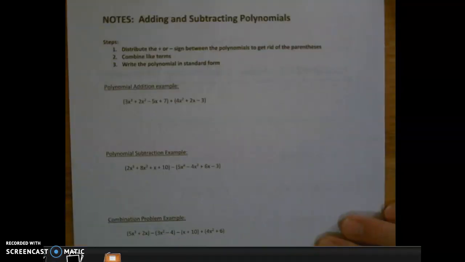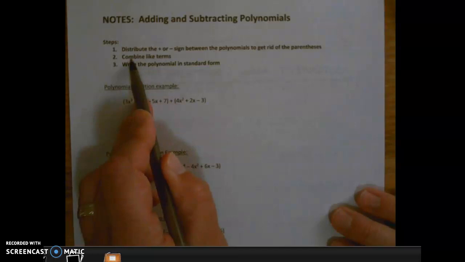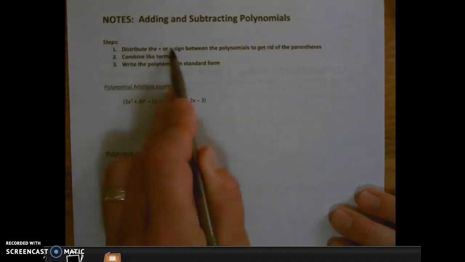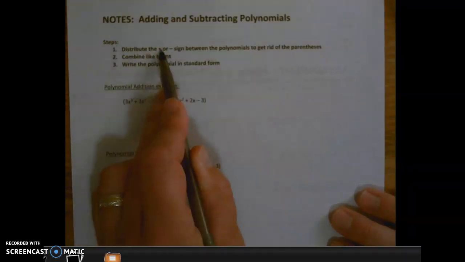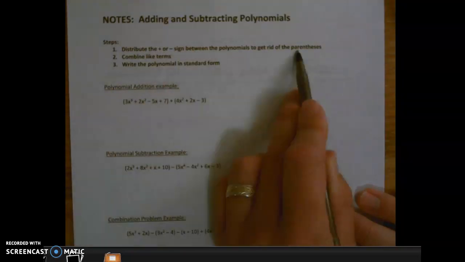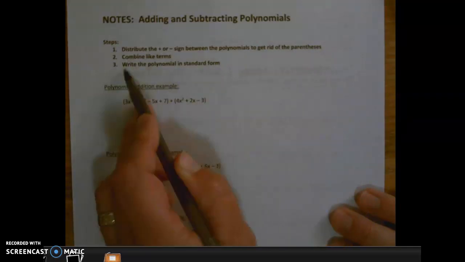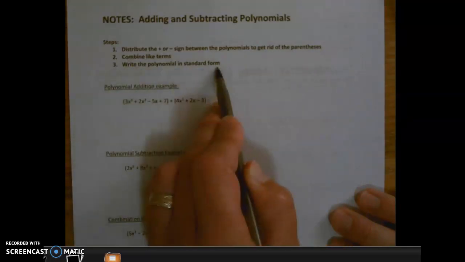Okay, next let's take a look at the notes on adding and subtracting polynomials. Basically what we're doing is combining like terms. First of all, this is your success criteria. You're going to distribute the plus or the minus sign between the polynomials to get rid of the parentheses if there are any. Combine like terms, and then write the polynomial in standard form.